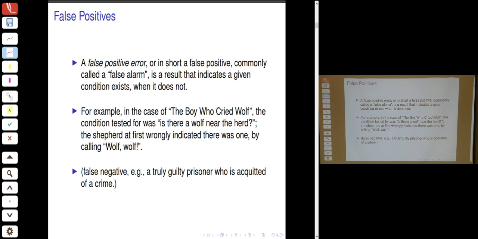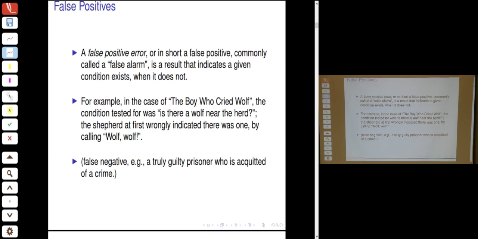For example, in the case of the boy who cried wolf, the condition tested for was, is there a wolf near the herd? You have all heard the story that there was this boy who used to take his herd to graze every day, and every day used to cry wolf, wolf, and then everyone would come and there would be no wolf, so they would scold the boy. And eventually one day when a real wolf came, he again cried wolf, wolf, but that day no one came because they thought that he was bluffing. So you all remember this story. In the first few days, he was crying wolf when there was actually no wolf. This is an example of a false positive.